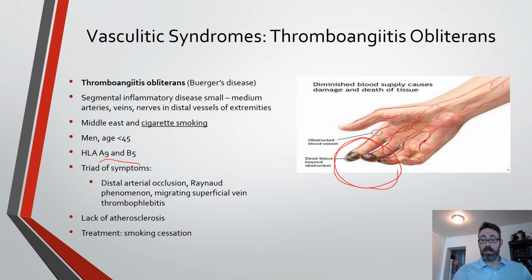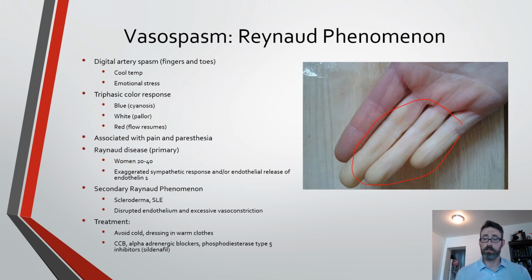There's generally a lack of atherosclerosis in these patients, and the treatment is fairly straightforward. It's cessation of smoking, so you have to offer smoking cessation counseling. All right, so in terms of vasospasm, we have what we call Raynaud's phenomenon. This is not a vasculitic syndrome. This is separate from that.